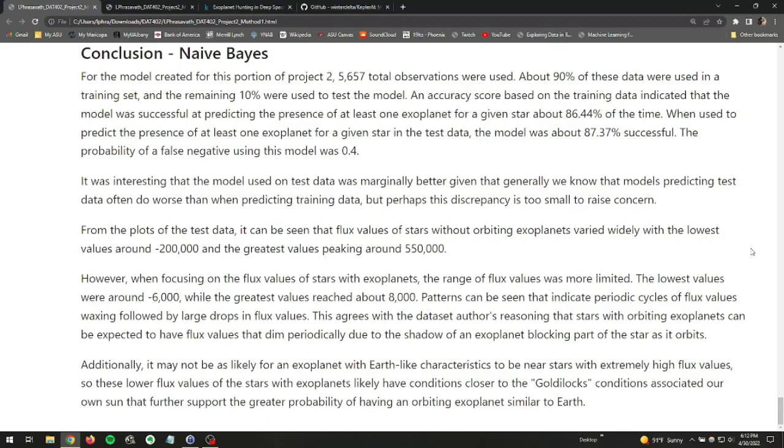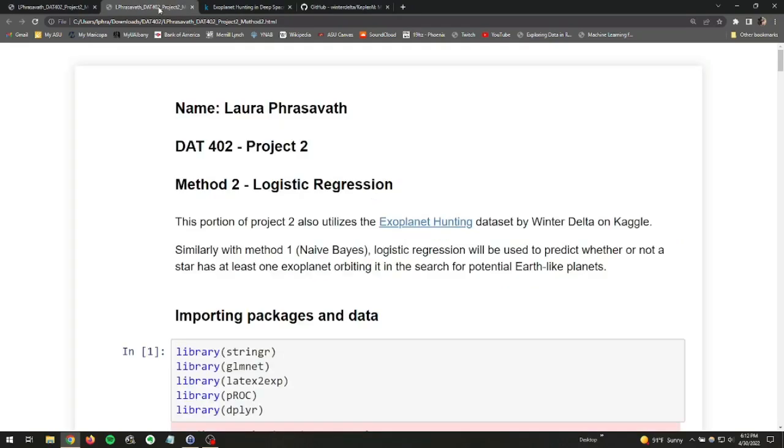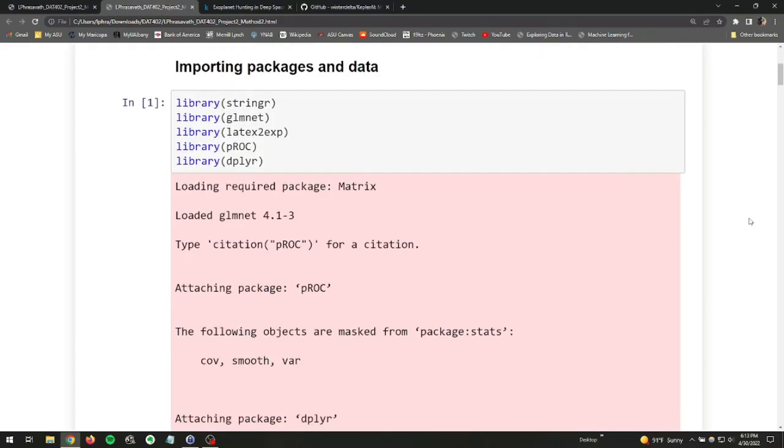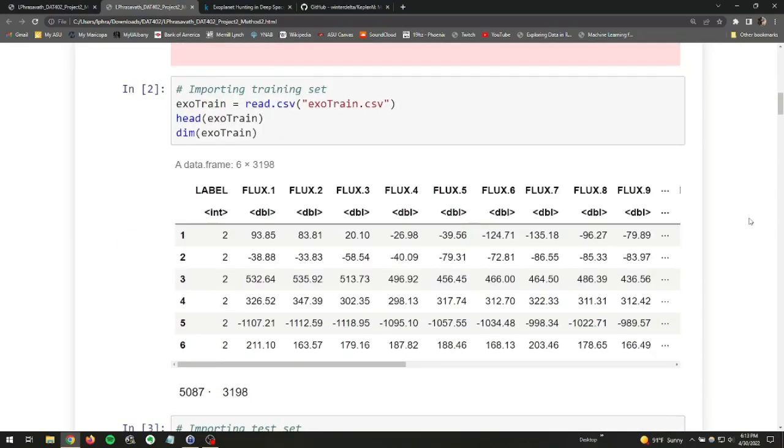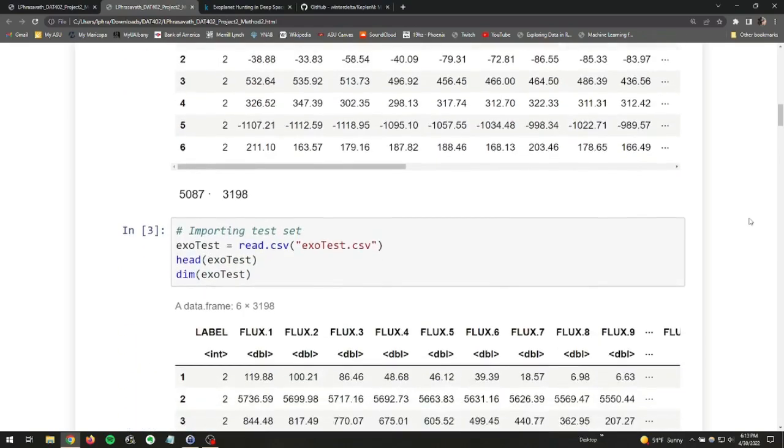So let's see what happens when we apply logistic regression to this data. But here we're importing our packages. This time we are running logistic regression in R, while we did naive Bayes in Python. It's just what I'm a little bit more comfortable with. We imported our sets here.